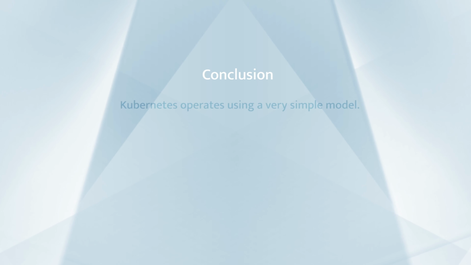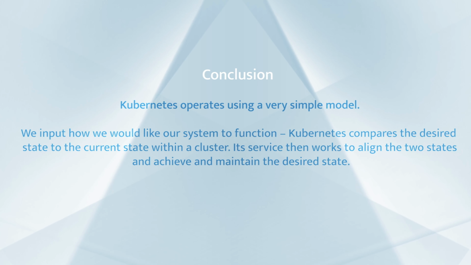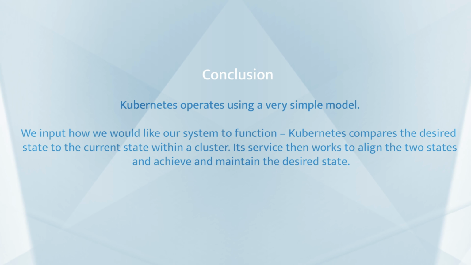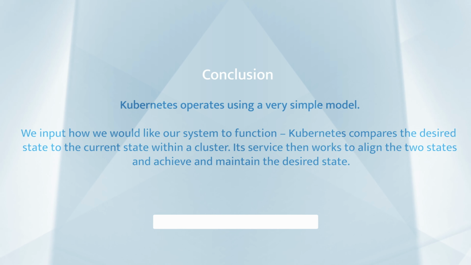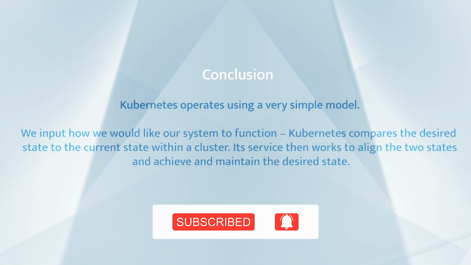Conclusion. Kubernetes operates using a very simple model. We input how we would like our system to function. Kubernetes compares the desired state to the current state within the cluster. Its service then works to align the 2 states and achieve and maintain the desired state. You should now have a better understanding of Kubernetes architecture as well as what the containers are.